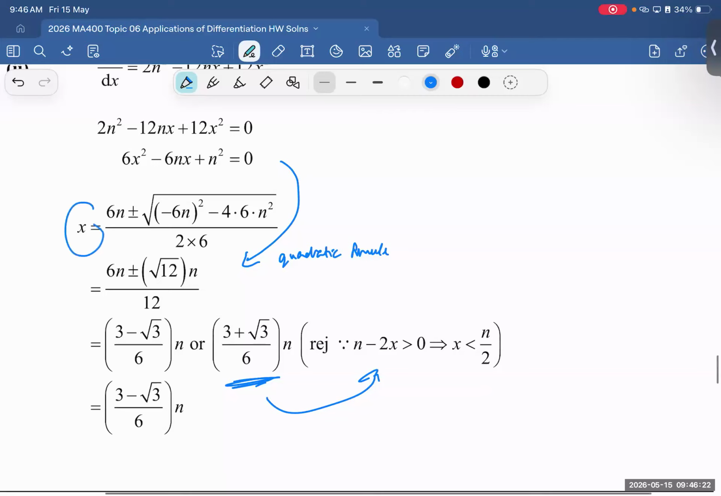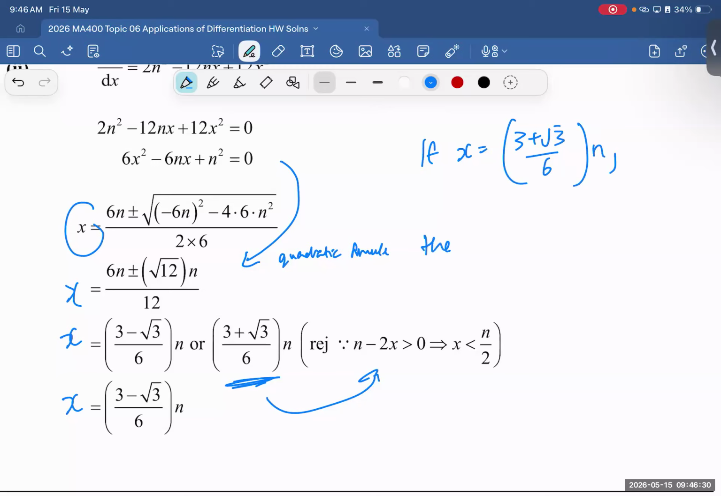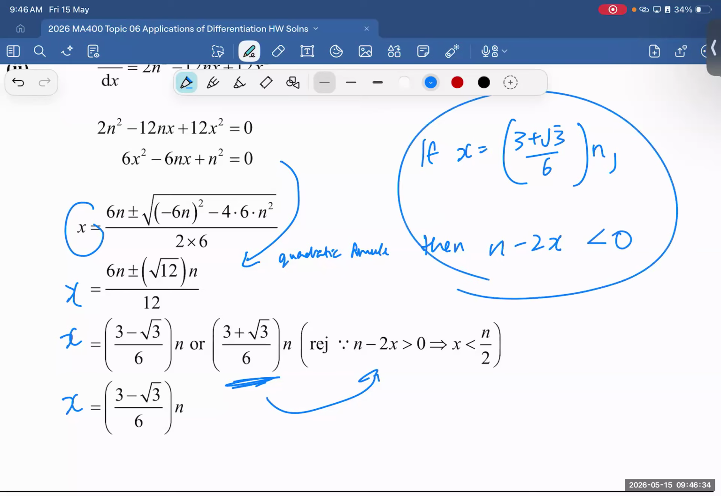Remember, this is the value of x. If x is equal to 3 plus square root 36 over n, then n minus 2x is going to be less than 0. That's why you reject. Work it out.